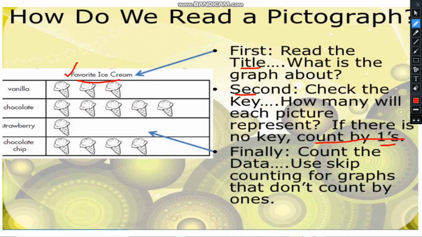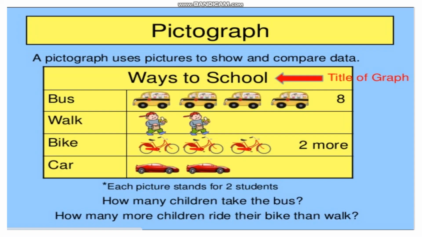Suppose we have a large data set, then we use skip counting, 2, 4, 6, to count it quickly. But here we can easily count by ones. Like chocolate dip, 1, 2, 3, 4. 4 people like chocolate dip. 1 likes strawberry. 3 like vanilla. And the maximum, 5, are liking chocolate. So we can easily understand and get information regarding this particular pictograph.